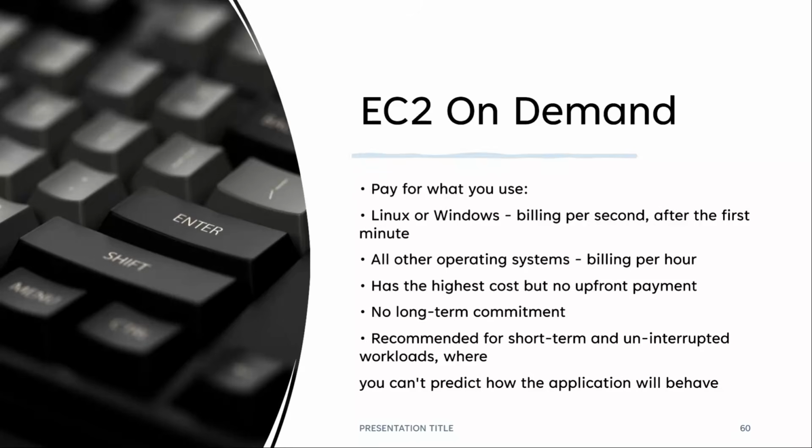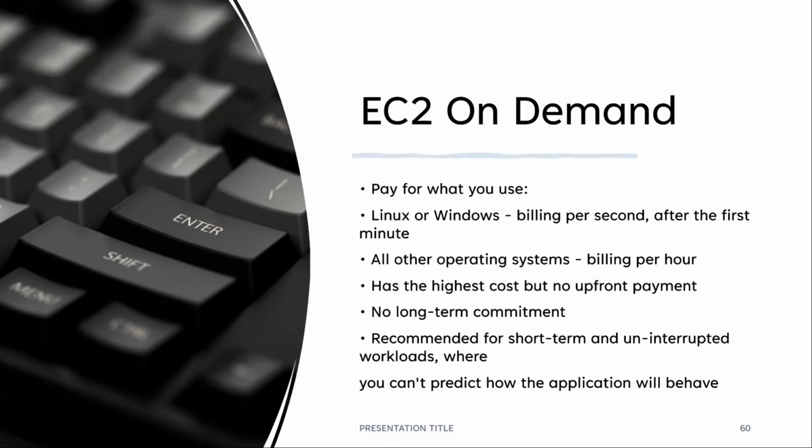So EC2 on demand, basically pay for what you use. You just create the EC2 instance, and as you keep using it, it will bill you according to your usage. For Linux or Windows instances, it will be billed per second as you use it. After the first minute, it will start billing per second. For all other operating systems, for example Mac OS, it will be billed per hour.